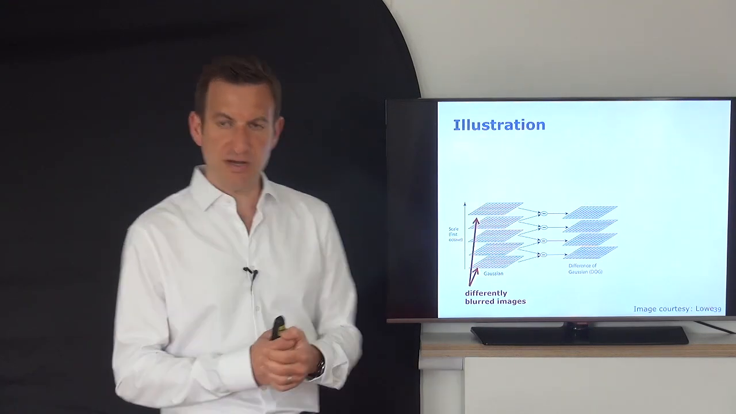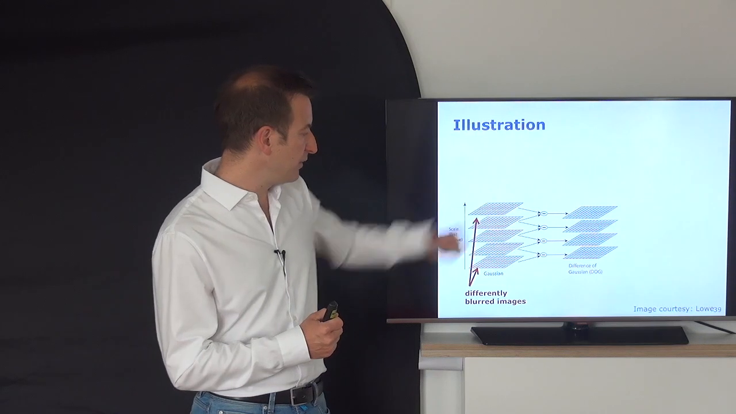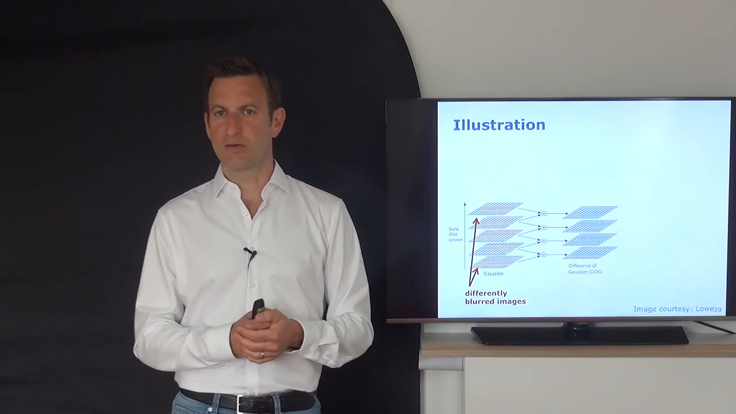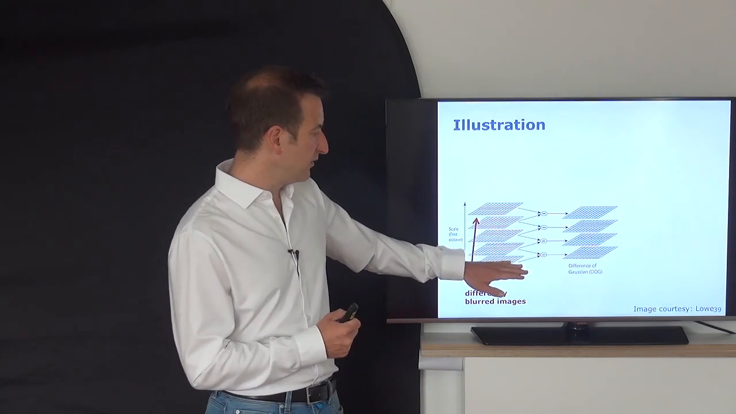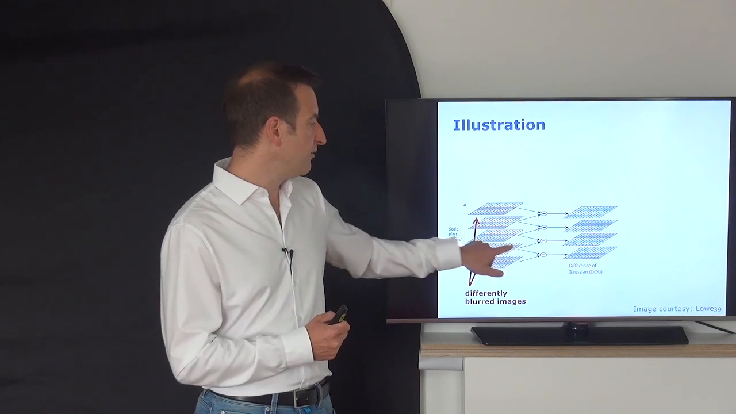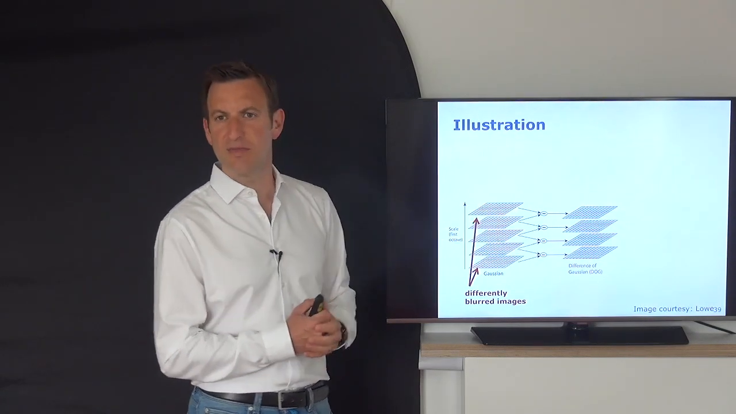Okay, let's have an illustration of how that looks. What we see here is my input image with different Gaussian kernels applied. This one has just a very small smoothing, this is more smoothed, this is again more smoothed, and this one is extremely smoothed.